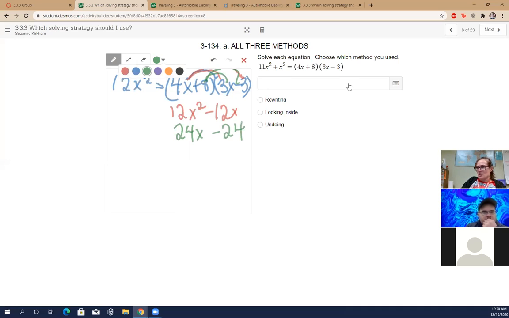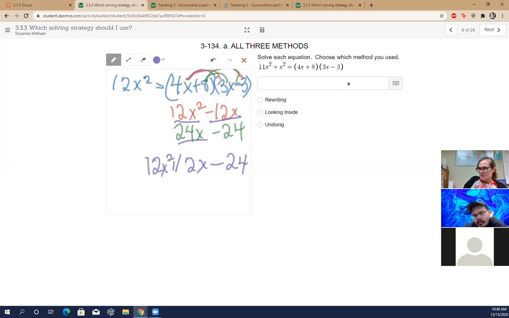And then we can combine our like terms. We've got the negative 12x and the 24x. Negative 12x plus 24x, that's a positive 12x. So we'll have 12x minus 24. And then we've got our 12x squared right here. And that equals 12x squared. All right, now we're ready to solve our equation.